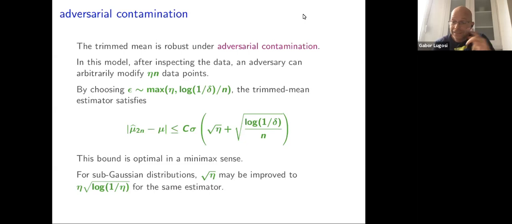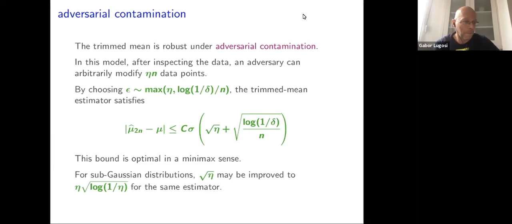So that's really nice. That's a very strong property of the trimmed mean, and I don't think this property holds for the median of means estimators. So in this sense, the trimmed mean is a more robust estimate.